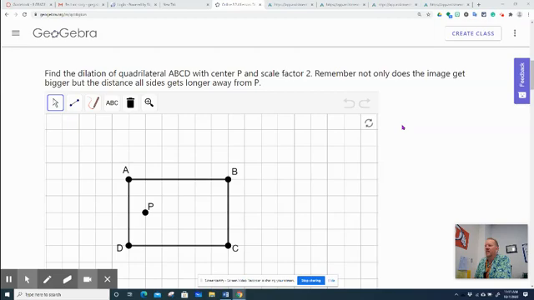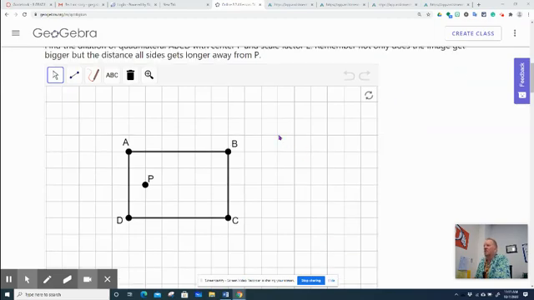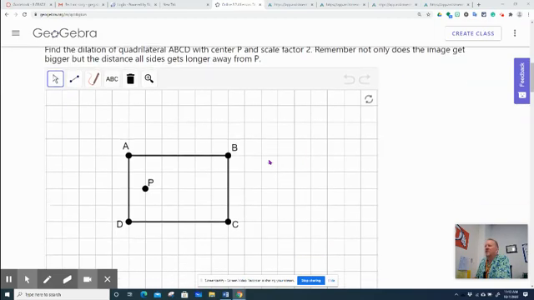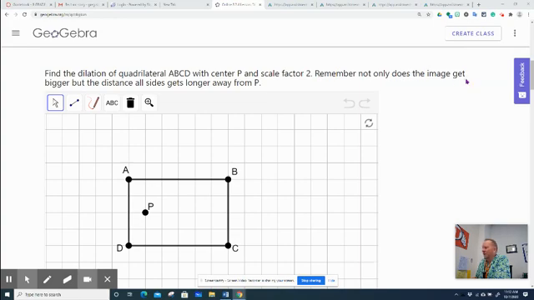So this is one of the first questions we come to, and it says, remember, not only does the image get bigger, but the distance on all sides get longer away from P. So we're going to create this quadrilateral ABCD with a center of P and a scale factor of 2.